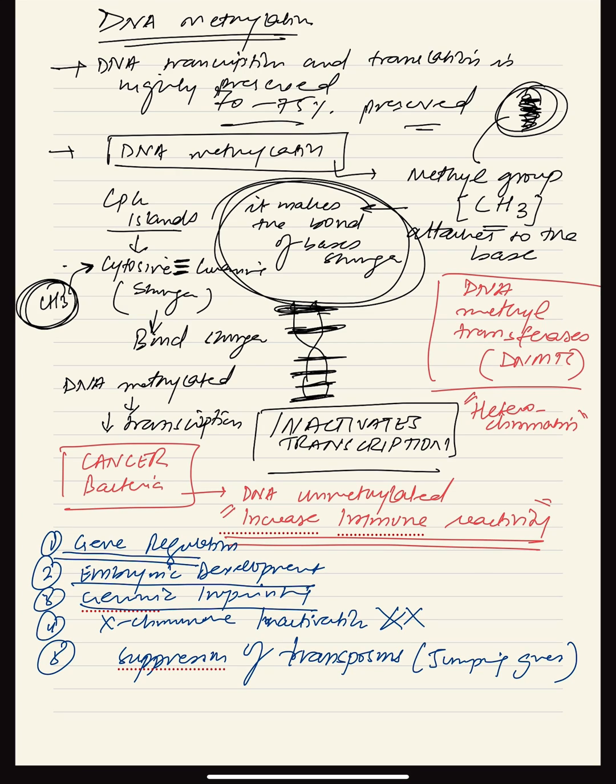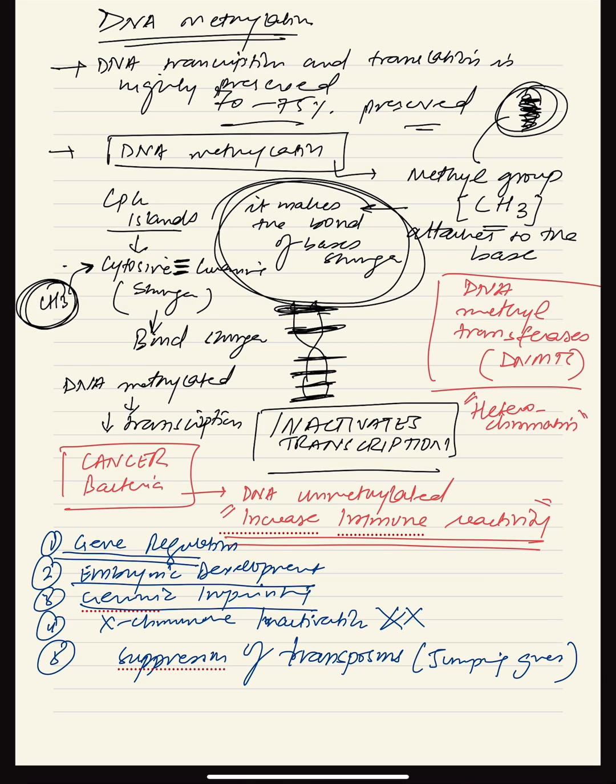So yeah, this is mainly DNA methylation. To have an overview, DNA methylation basically preserves the DNA in form when the DNA has to be transcribed and translated. The DNA transcription and translation in itself is highly preserved. Why do we call it preserved? Because there is DNA methylation that preserves it, that 70-75% of the DNA is preserved.